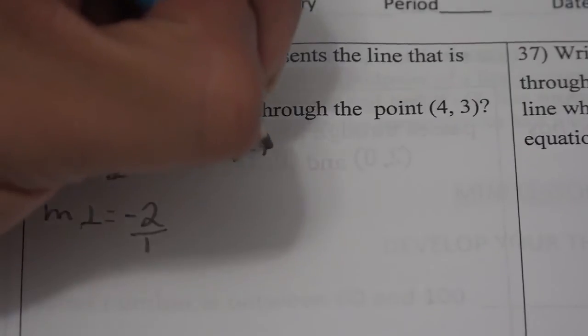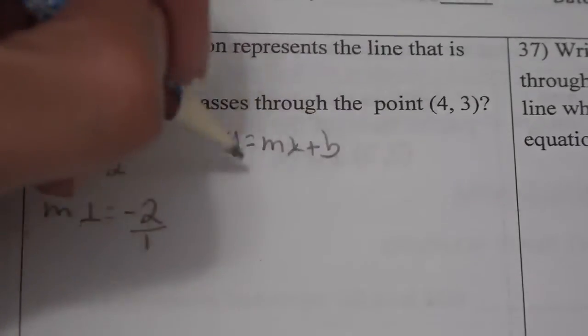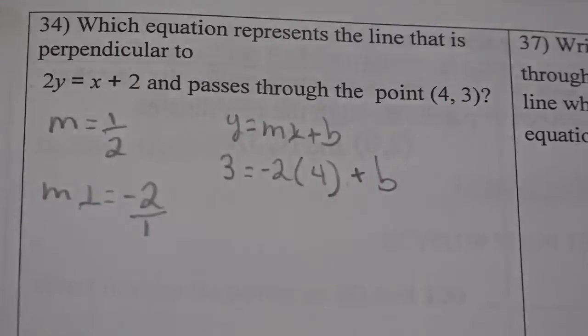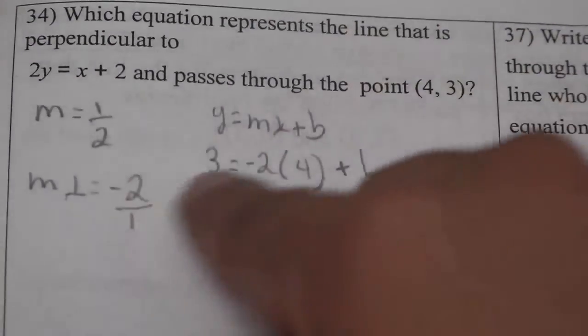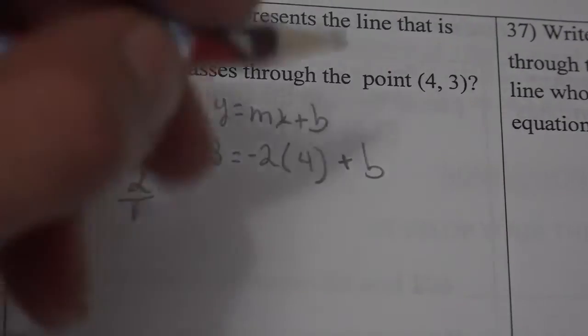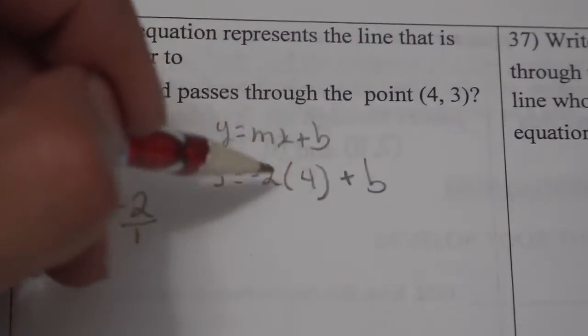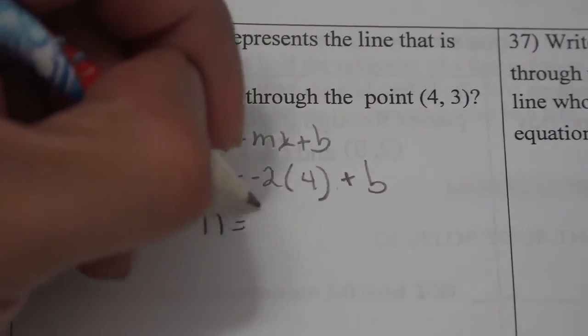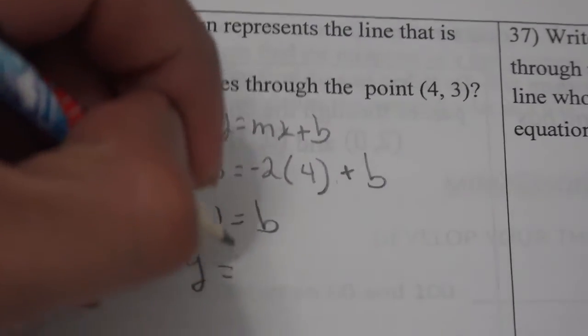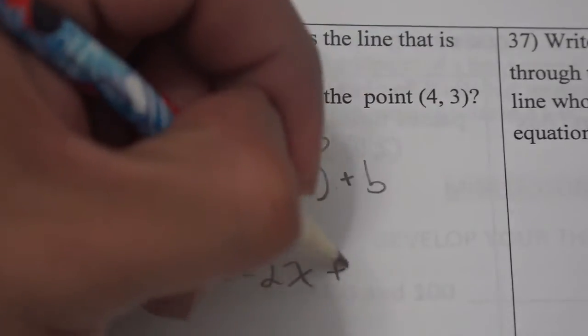So I sum upon my favorite friend. Check to see if I did it right. Did I replace this one correctly? Okay. Alright, negative 2 times 4 is negative 8. So it's gonna be 3 equals negative 8 plus b. I'm gonna add 8 to both sides. b is 11, right? So now I write my equation, which is y equals negative 2x plus 11.